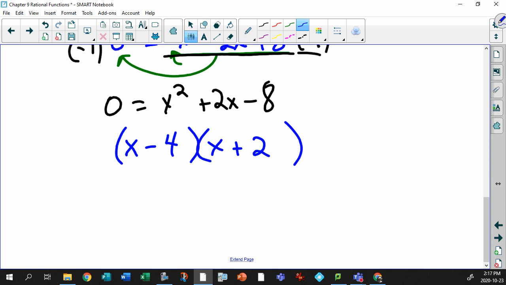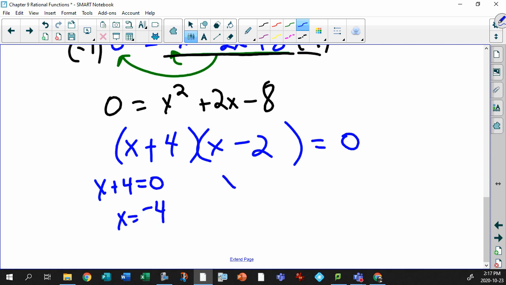Do not forget that this actually equals 0. Oh, no, it should be plus 4, minus 2. That's what I get for jumping the gun here. x plus 4, x minus 2. Don't forget the equal to 0. You got x plus 4 equals 0. That's where my x equals minus 4 came from. I was one step ahead of myself there. Oh well. x equals 2.